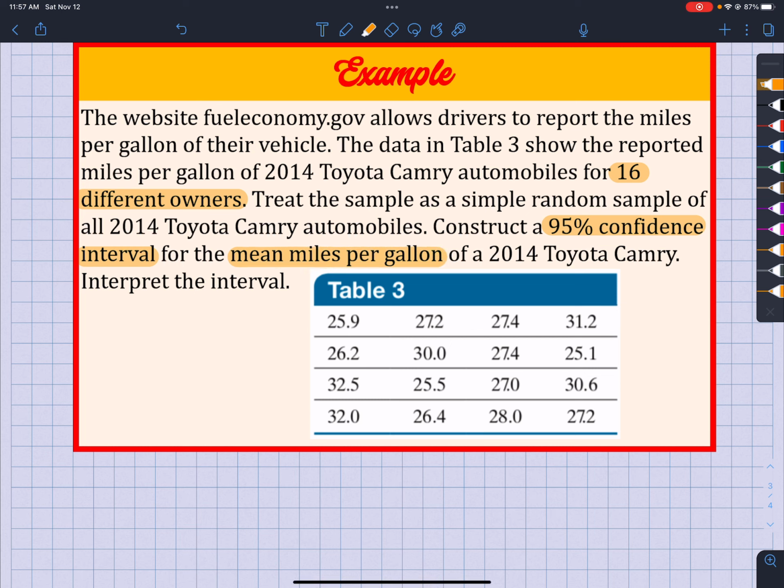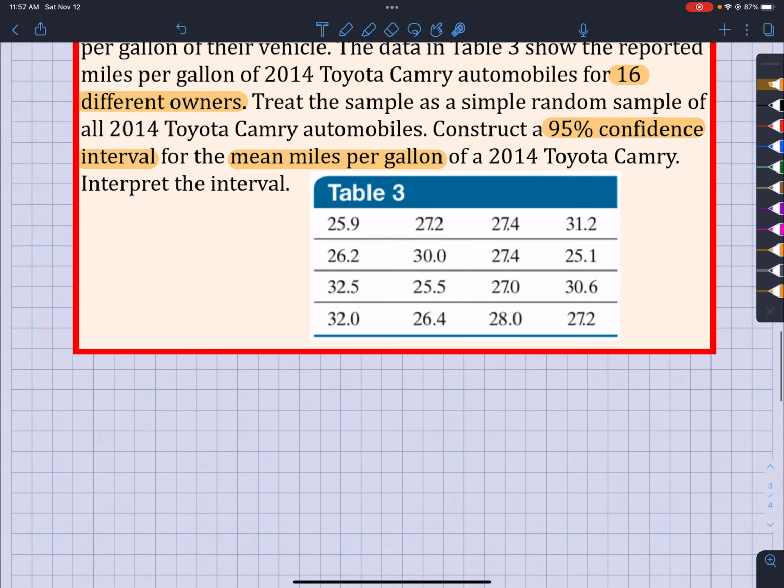So last time we did proportion. Now we're talking about the mean miles per gallon, okay? So we're given this table right here of those 16 people that we saw. We are going to need to find the mean and the standard deviation on our own, okay? So for the TI, what you would need to do is, okay, let me do it this way.